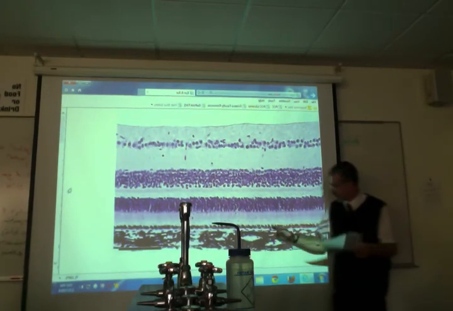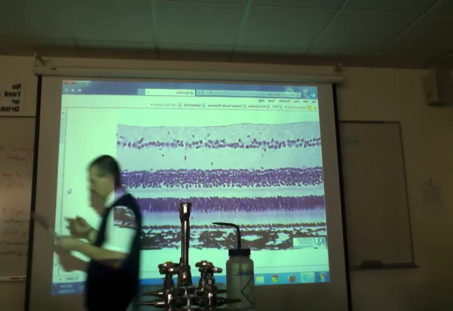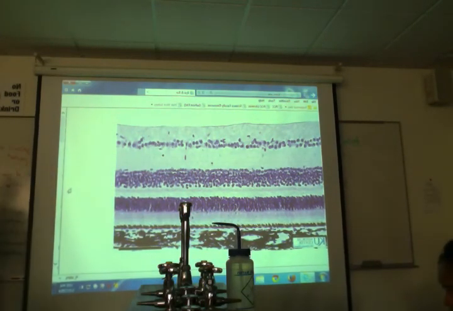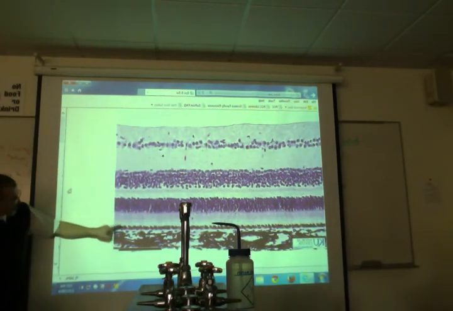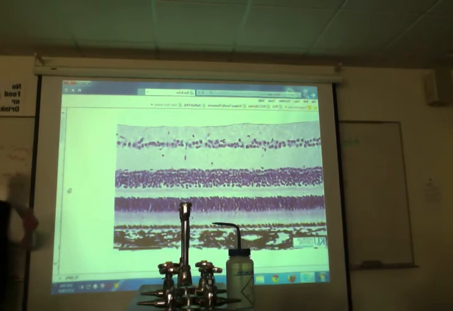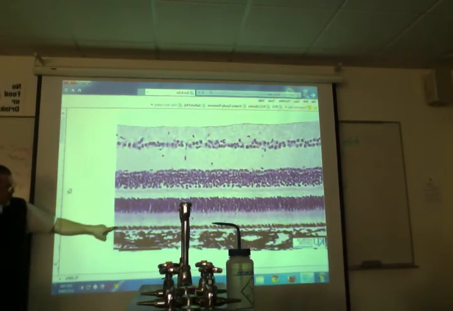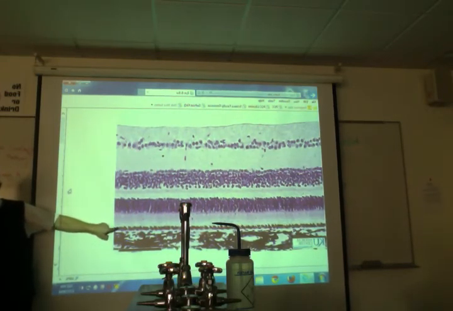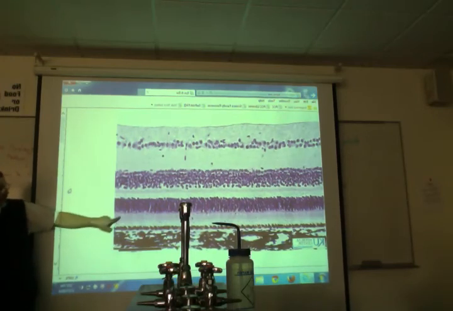Can anyone hazard a guess what they might be? They look like cells. Pigmented. That'd be right here. These ones here. Pigmented epithelium. That's actually just right. Well, just above those. Those are the photoreceptors. Those are the rods and cones. So the first layer of cells, these are your photoreceptors or rods and cones.